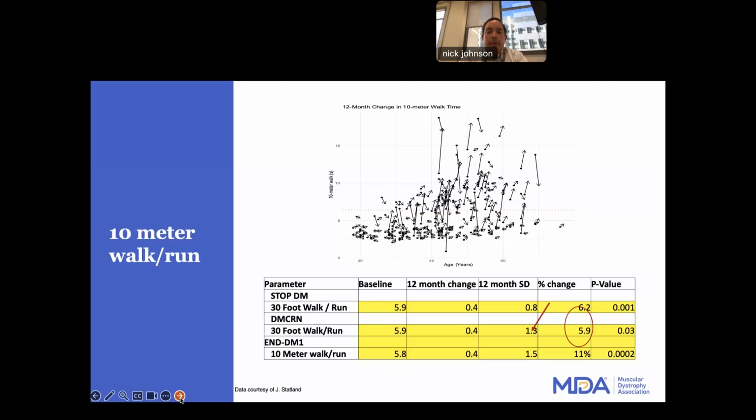This data has been based off of two prior studies, so STOP DM1 and DM, which both used a 30-foot walk run, roughly equivalent to a 10-meter walk run. And there you can see that the change is about 6%. When this was evaluated in DM1, right at that point, the percent change was actually about 11%, but we'll have to see how that finishes up because that study is still ongoing.